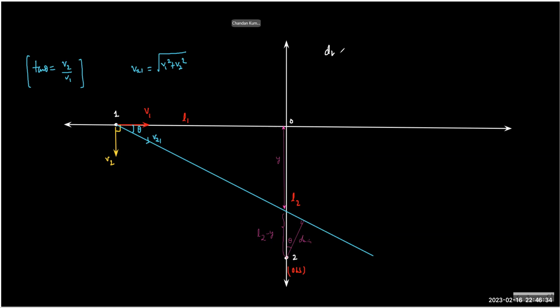So what is the D minimum? D minimum is how much? And because we know tan theta, we can substitute to cos theta. What is Y? We also know that tan theta is V2 by V1, but in the triangle it is Y by L1, right? So Y is how much? L2 minus L1 V2 upon V1.